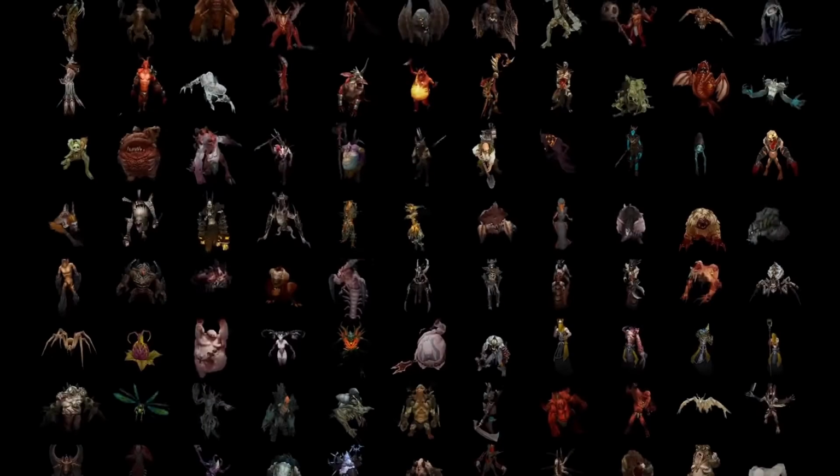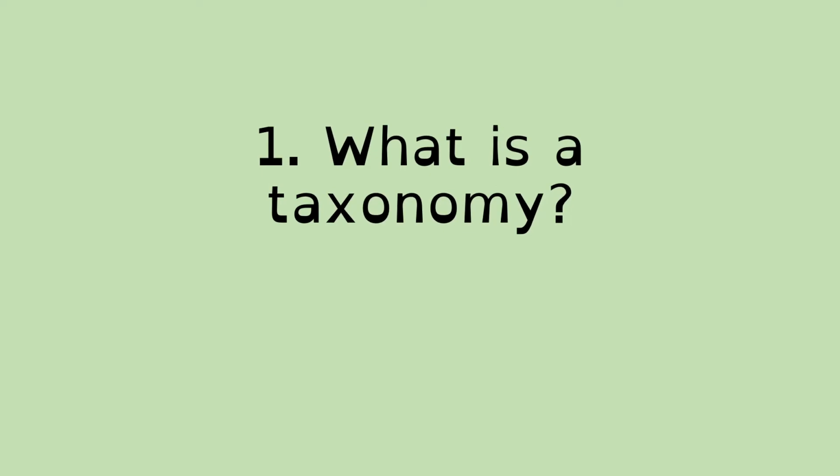Hi, my name's Dan, and this video is one in a series of videos that I'm doing on designing enemies in video game design, and it's part of a larger suite of videos on game design. And in this one, I'm going to talk about a particular approach to creating a set of enemies, which is to use a taxonomy. So I guess the first question to answer is, what is a taxonomy?